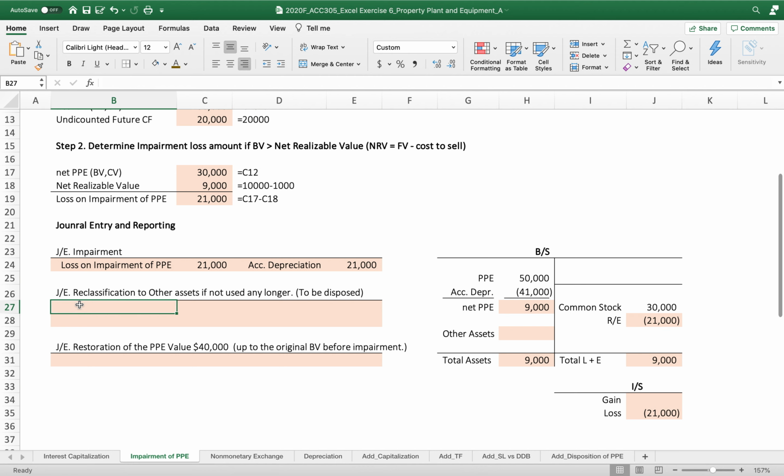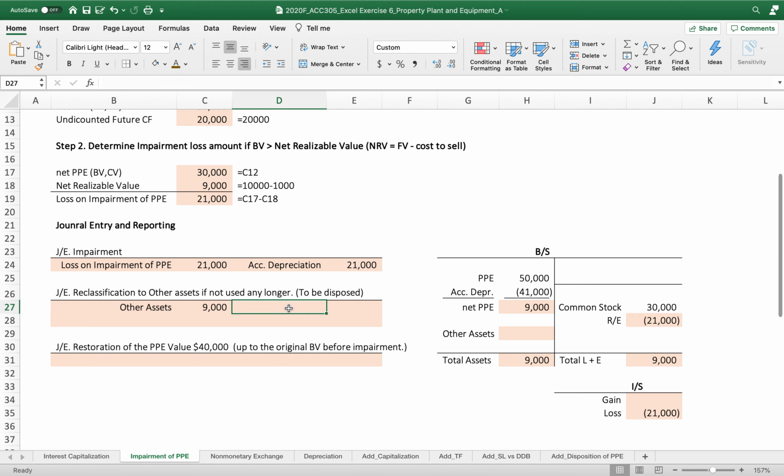Reclassification to other asset: if not used any longer, then we should increase other assets. How much do we put in other asset here? 9,000. By this 9,000, we should increase 9,000. Then now we need to remove this PP&E. It's no longer here because we are not going to use it to produce something or probable future benefit.